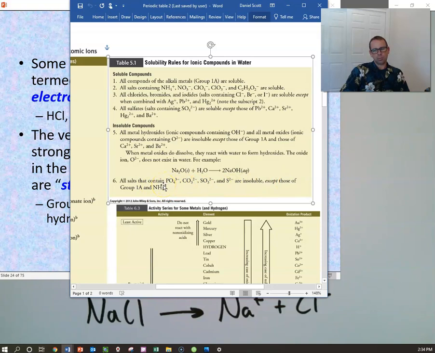What about NO3? NO3 is a minus, an anion, so therefore it's never going to be with these other anions. It would only be with a cation, right?